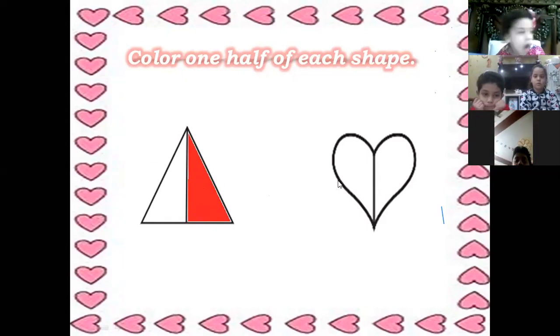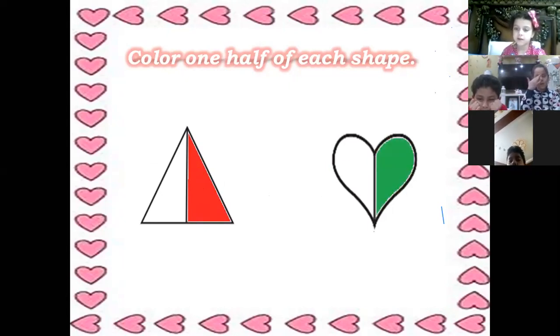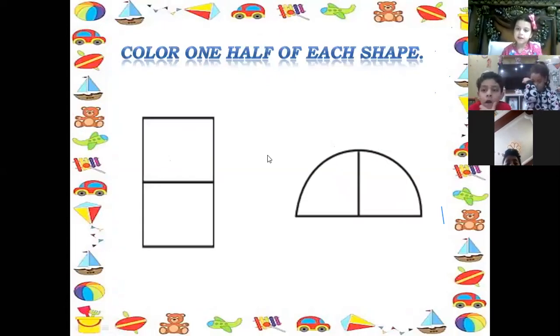Okay, if I ask Ludy to color one half of that heart, you will color how many parts? One. Only one. The green part is one half of that shape. Okay? It's easy, guys?